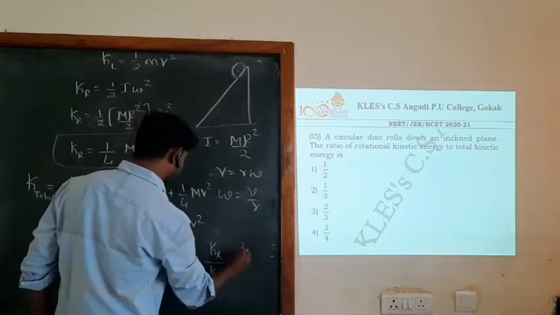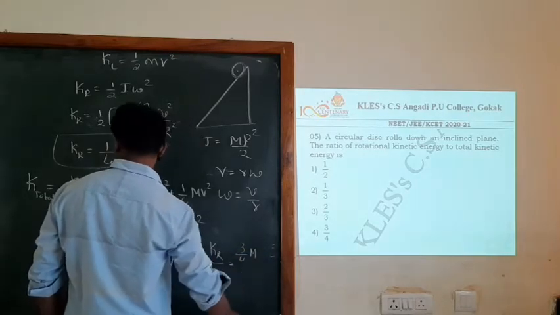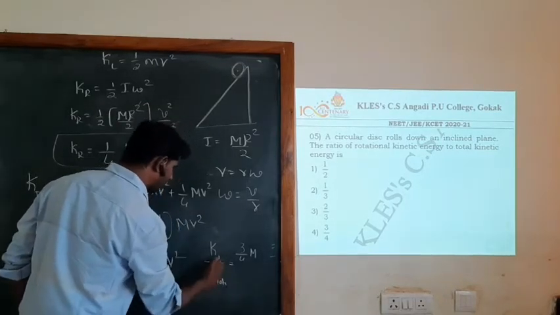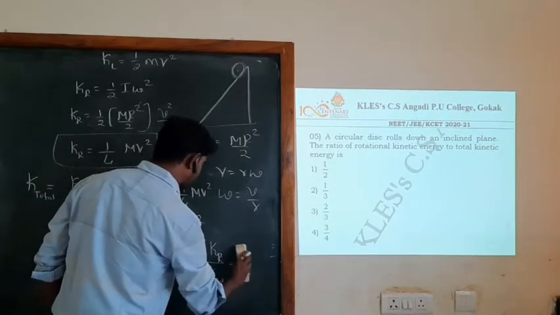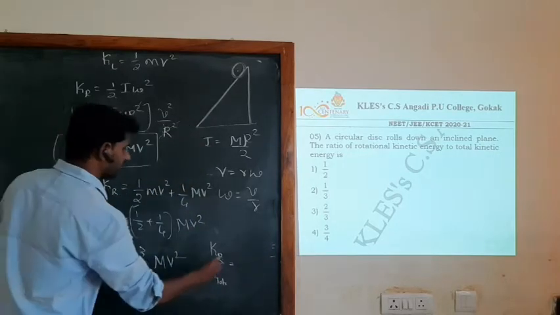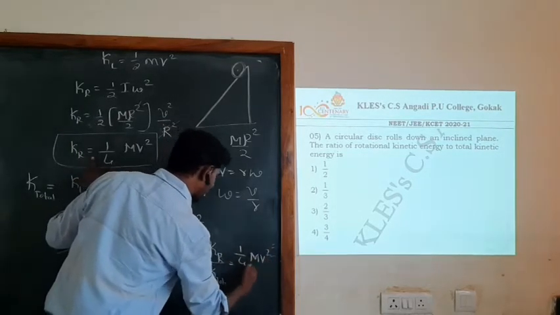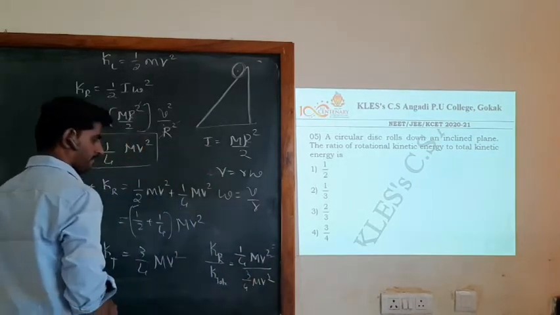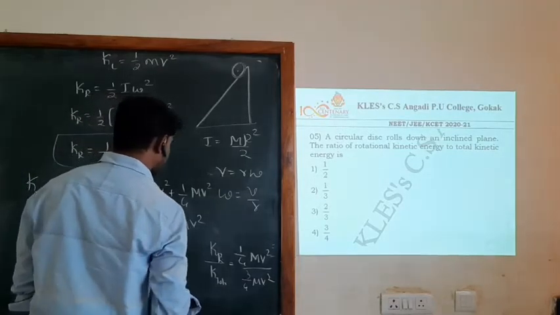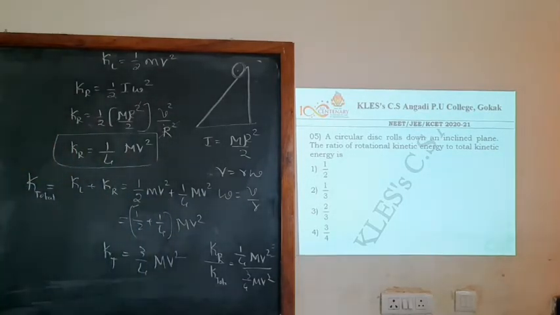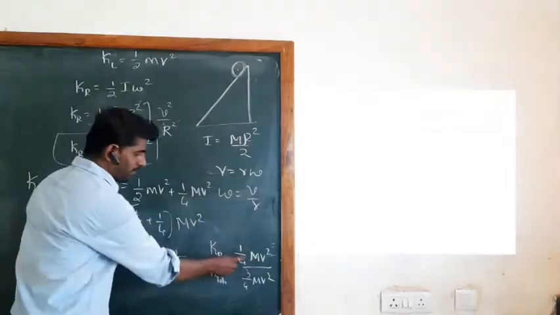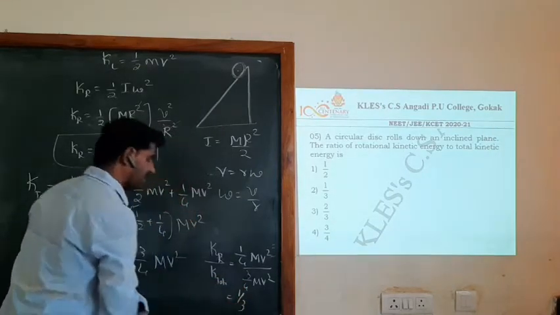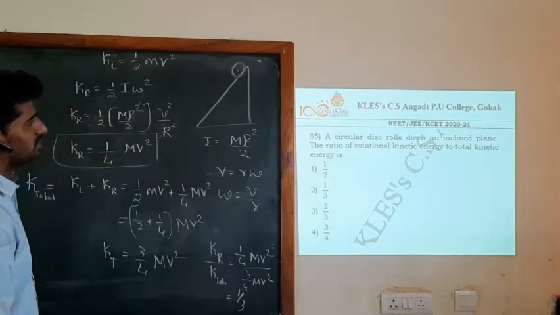What's the rotational kinetic energy? This is 1 by 4 mv square. And what about the total energy KT? This is 3 by 4 mv square. So K of r divided by K of t is 1 by 4 mv square over 3 by 4 mv square. Okay, 4 cancels. The answer is 1 by 3. So option 2. This is the answer.